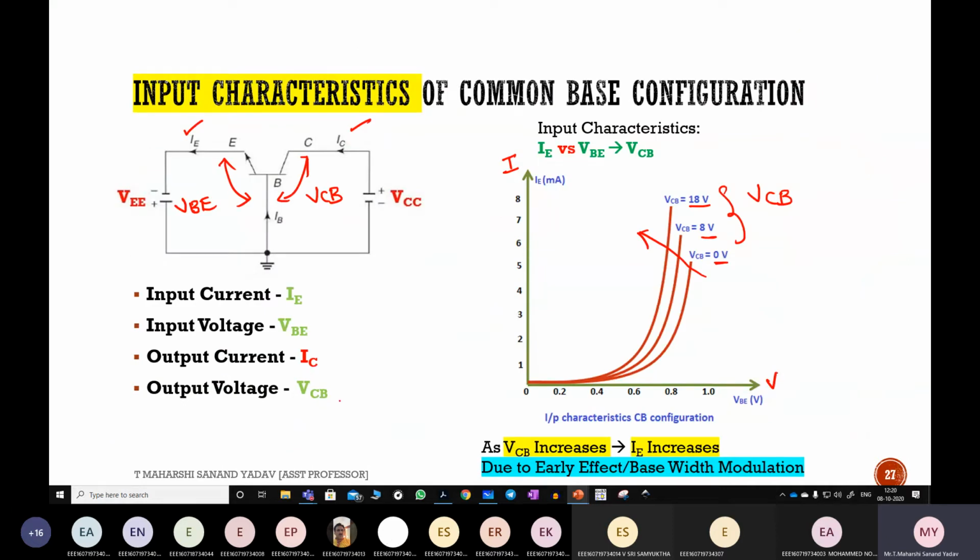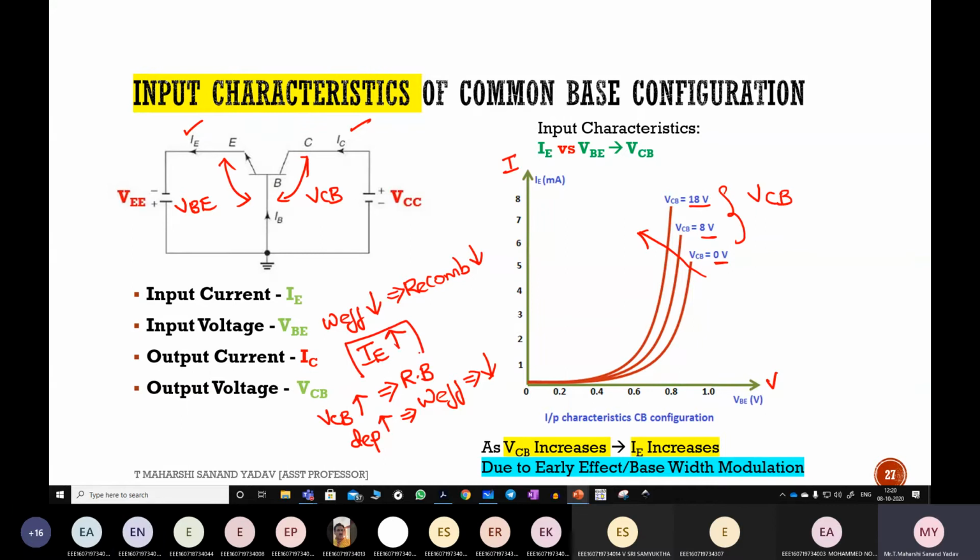See here, VCB increases. VCB means, is it forward biasing the BJT or reverse biasing? Reverse bias. This is reverse biasing. So depletion region will increase. If depletion region increases, what will happen to W effective? Decreases. If W effective decreases, what will happen to recombination rate? Recombination rate decreases. So because of which one will increase? IE will increase. So from here we can say that as VCB increases, IE increases.